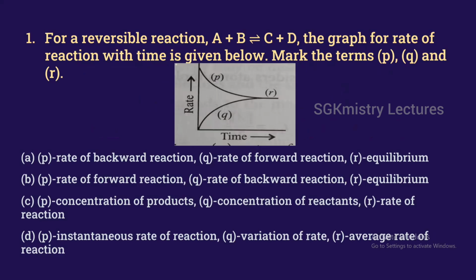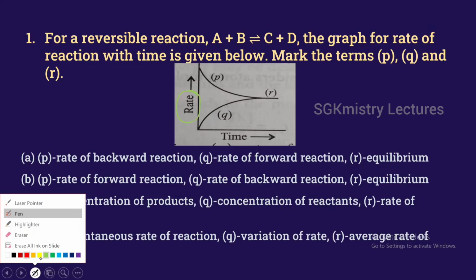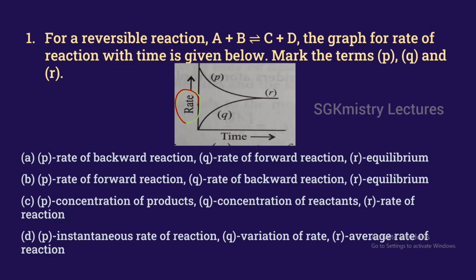For a reversible reaction, A plus B gives C plus D. The graph for rate of the reaction with time is given below. So you need to mark the terms here P, Q and R. So here the rate is given. Okay, so this is the rate along the y-axis. And here we have the time along the x-axis. Now you need to identify what P, Q, and R denote.